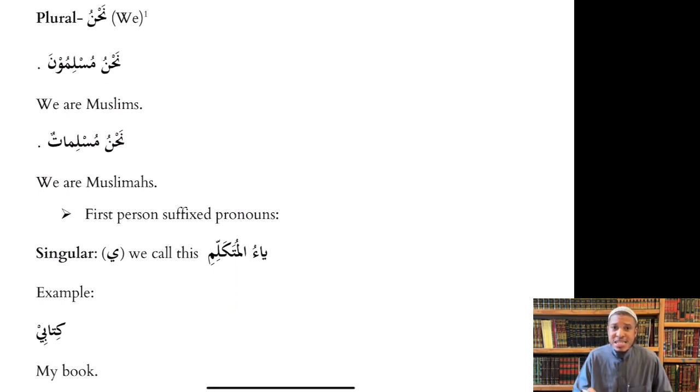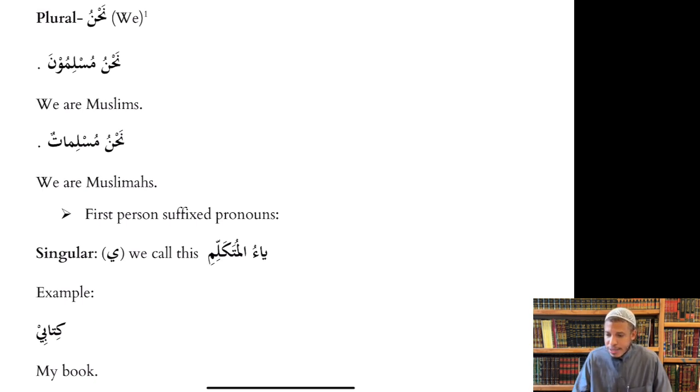All right, nahnu. This is likewise mutakallim, first person, but plural. And we translate nahnu as we. Nahnu muslimuna. Or a group of women may say, nahnu muslimatun. All right, we are Muslimas.